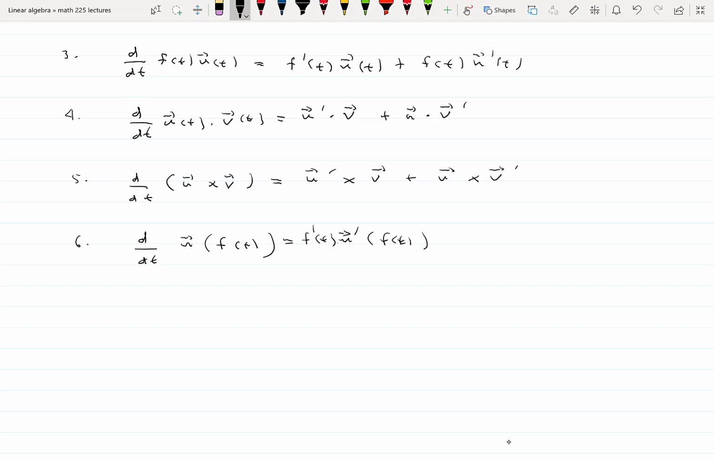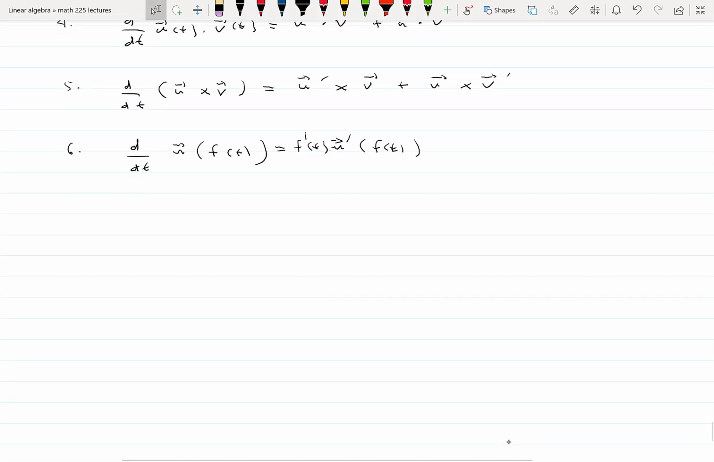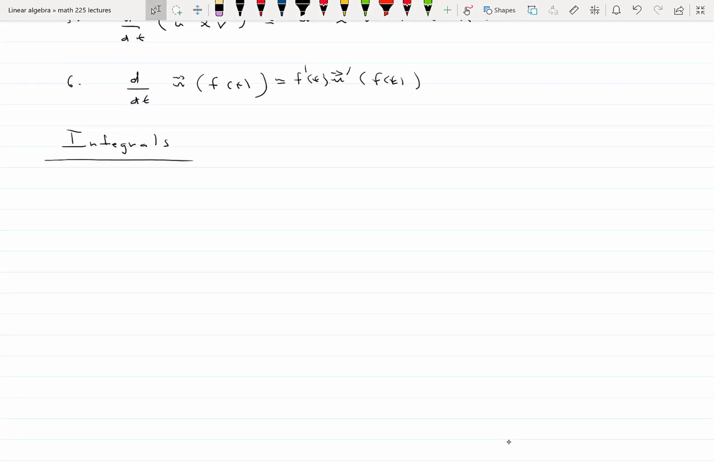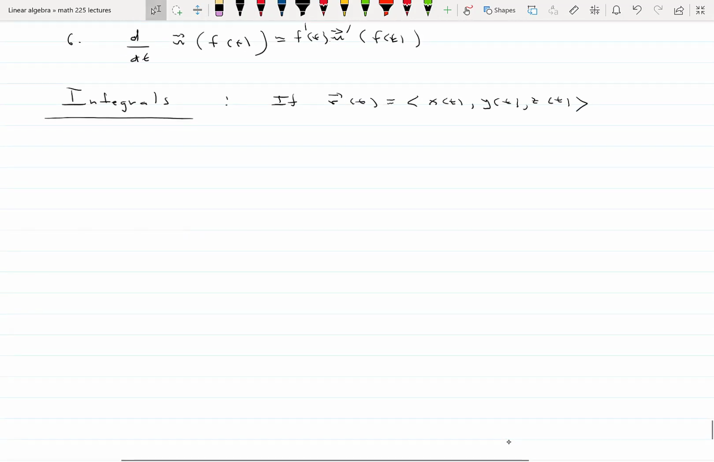Okay. Well, let's see here. Let's finish this lecture off with integrals. We will not take the amount of time that we took with derivatives. This goes fairly quickly. Integrals. Okay. So, if r of t equals the vector whose components are x of t, y of t, and z of t, I'd like to be able to integrate both indefinite and definite integrals.